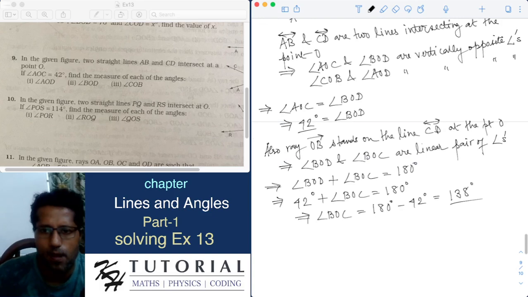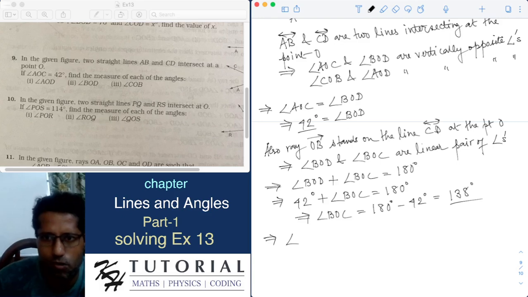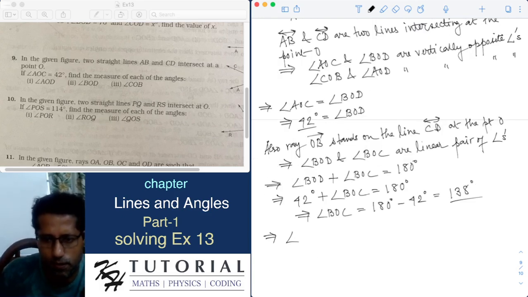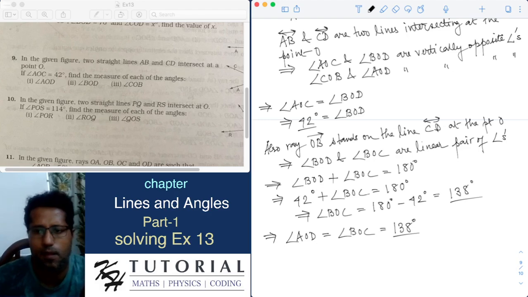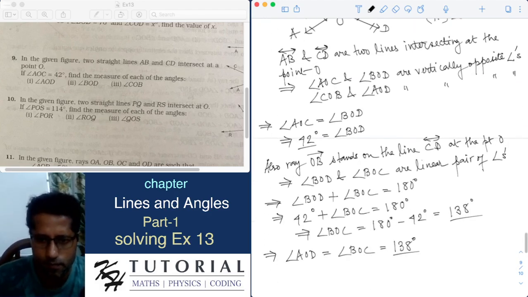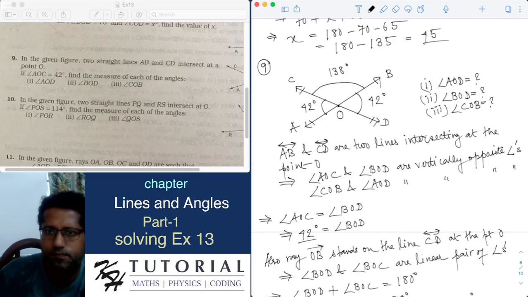Now, we know that angle COB and angle AOD are vertically opposite angles. So angle AOD will be equal to angle BOC. So angle AOD is 138 degree. Angle AOD is also 138 degree.